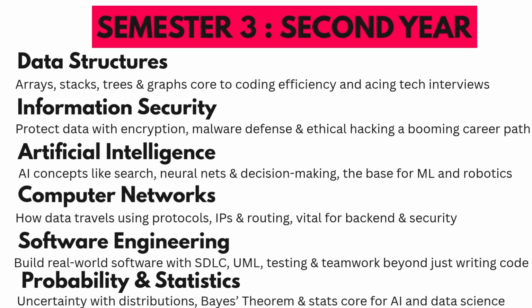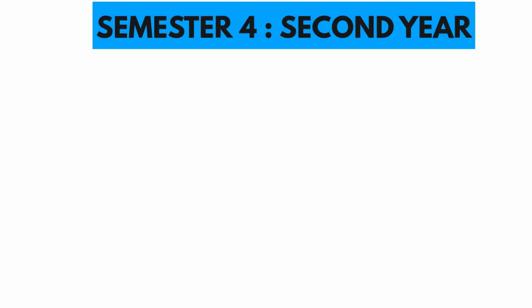So yeah, semester 3 is packed with 19 credit hours. But honestly, this is where it starts to feel like real computer science. Just stay regular with practice and don't let the load pile up.